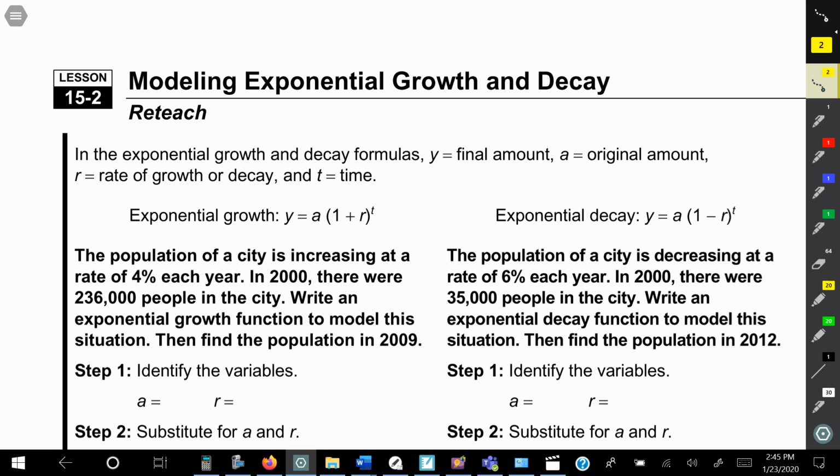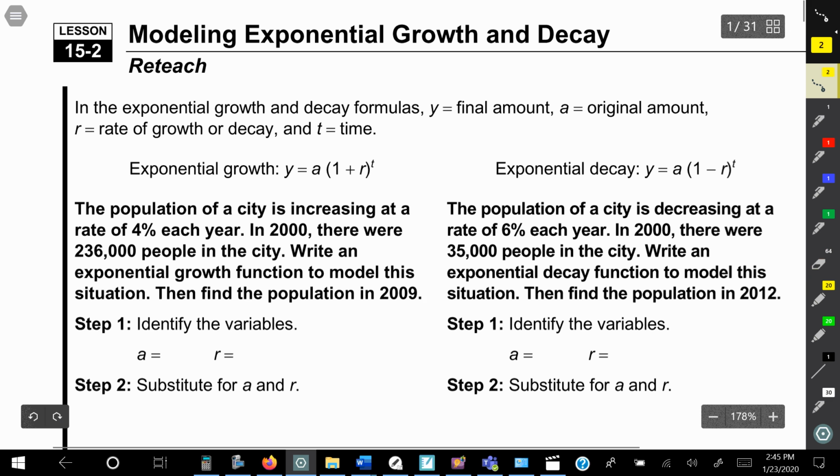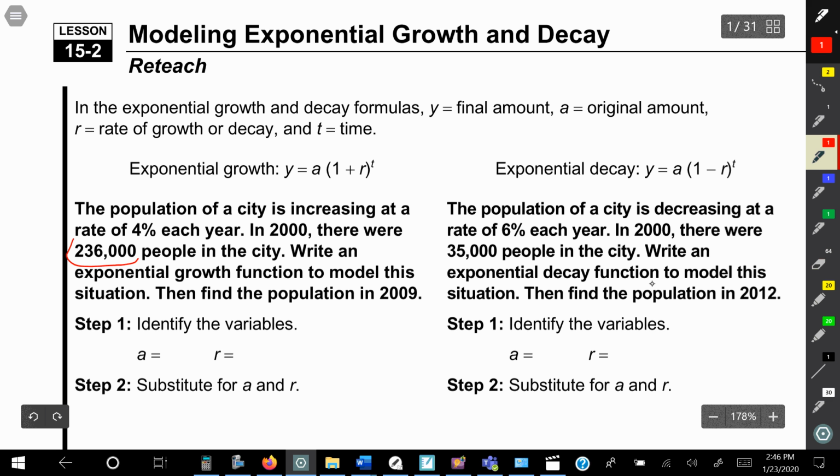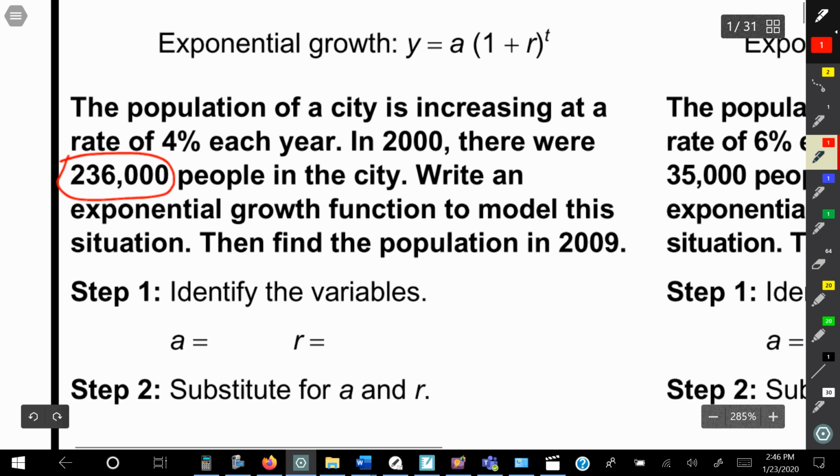You want to start by identifying what your A and R is. Remember, A is the original amount and R is your rate of growth. All right, so we'll find those. So in the problem, the A, use red, which is the original amount, is here. So in 2000, we had that. So that's A. So A is, let's make this a little bigger, 236,000.